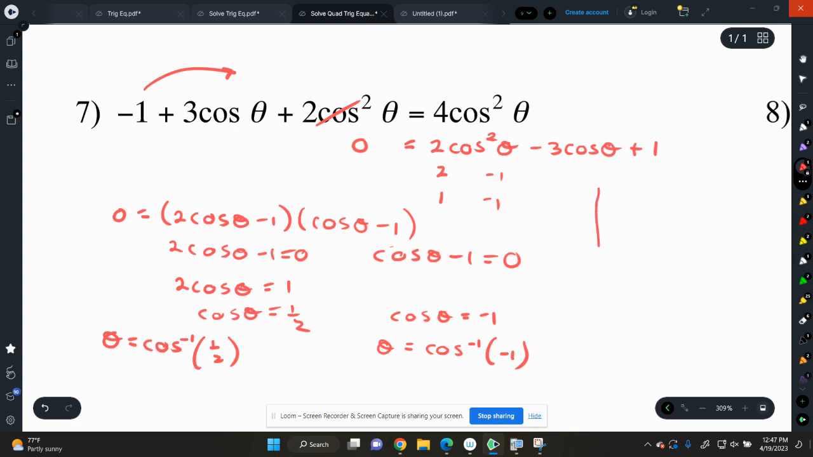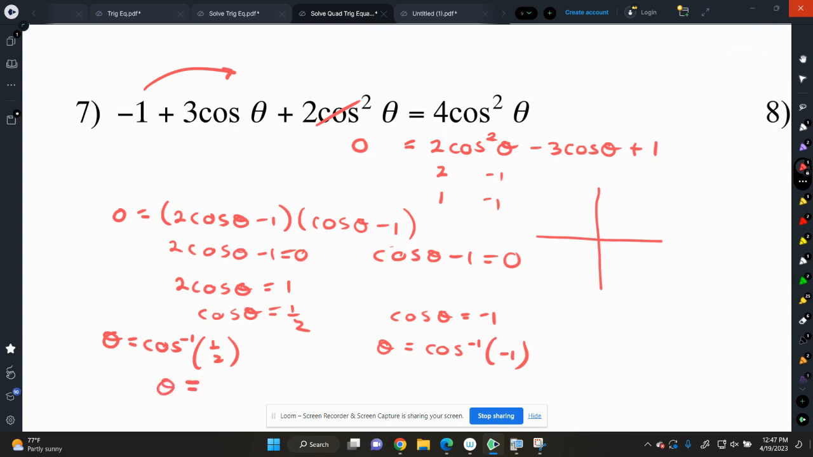So then looking at our unit circle, where is the cosine equal to 1/2? Yes. You made a mistake on the right side. It should be cosine theta positive 1. Thank you. Yes. Good. Thank you very much.